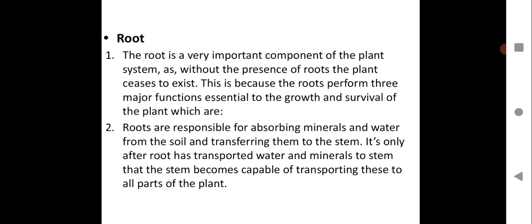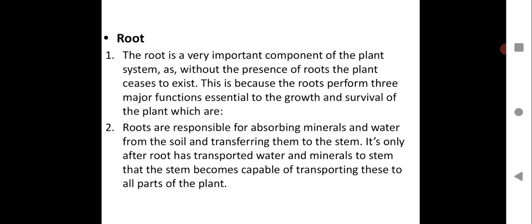Just have a look. Now one very important part of the plant which we need to do: we finished with the leaf, we have done with the stem, we have seen the very important role of the stem. Now we will see one more very important part of the plant, that is the root. And you all know the function of the root. Let us see what is root.